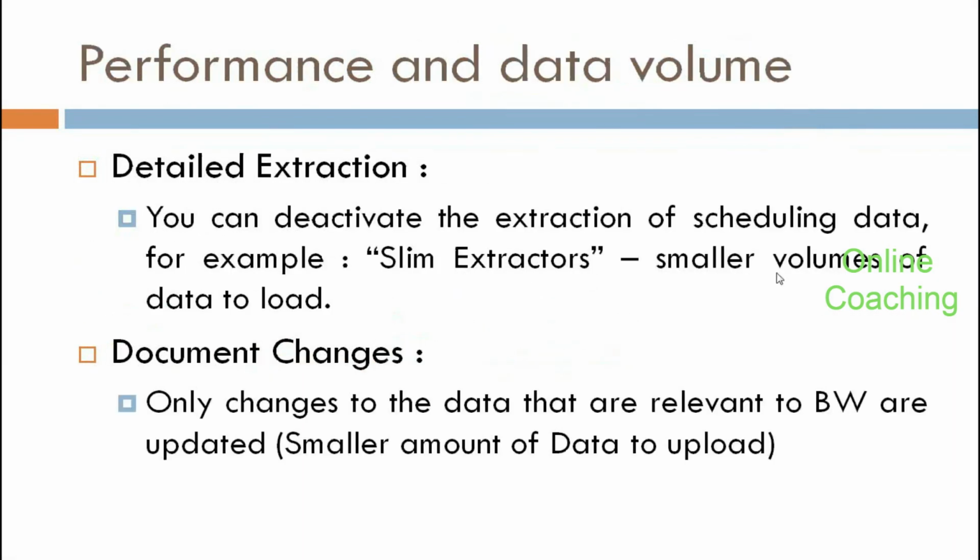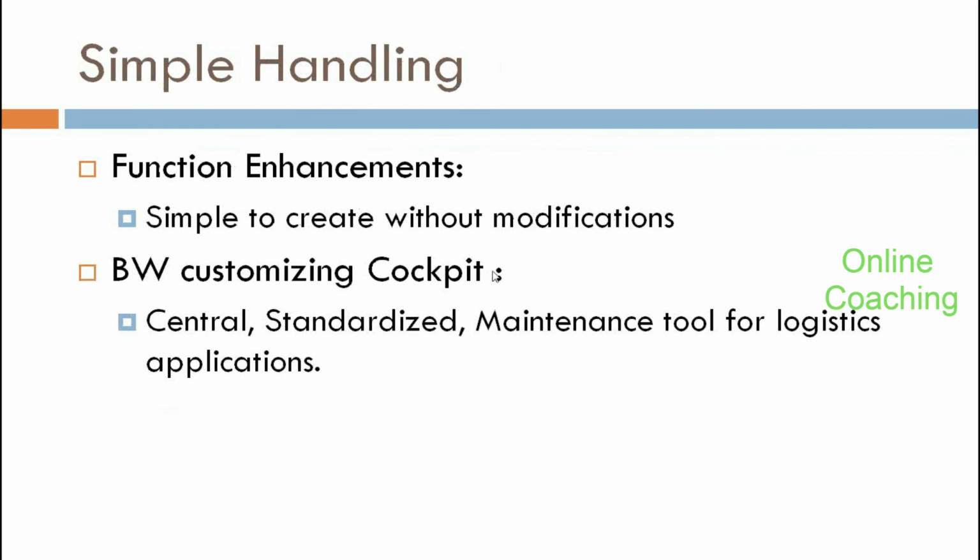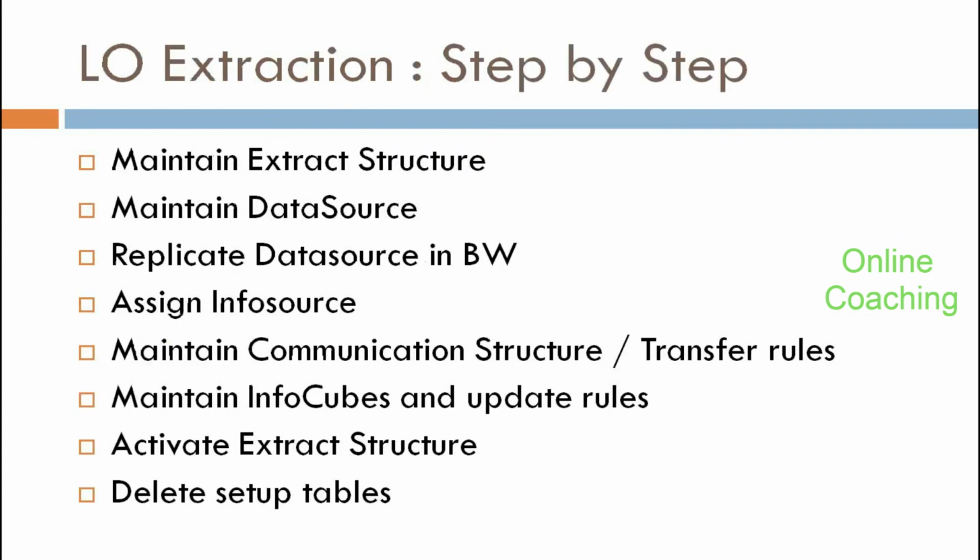Why do we call it a cockpit? Any idea what a general cockpit is? Have you seen a cockpit anywhere? The aeroplane. Yes. What does it contain? All the buttons or all the controlling options are there in front of you. Same thing, as of now you have not seen a data source with that many options. In this LO-COCKPIT you're going to see one screen. You have an enhancement button, an update button, a delta button, job control buttons. All the controlling buttons are on one screen. That's the reason we call it a cockpit.